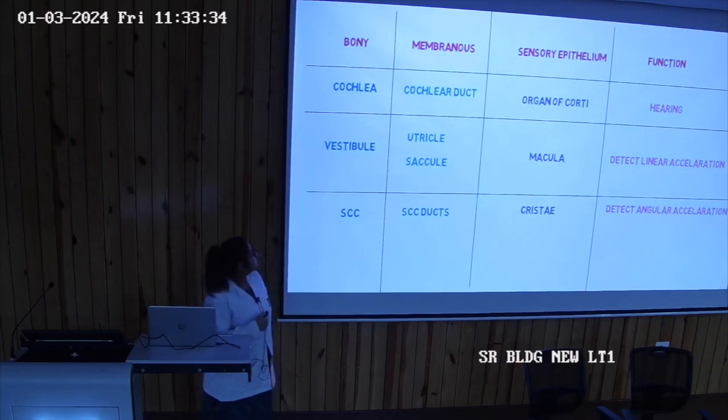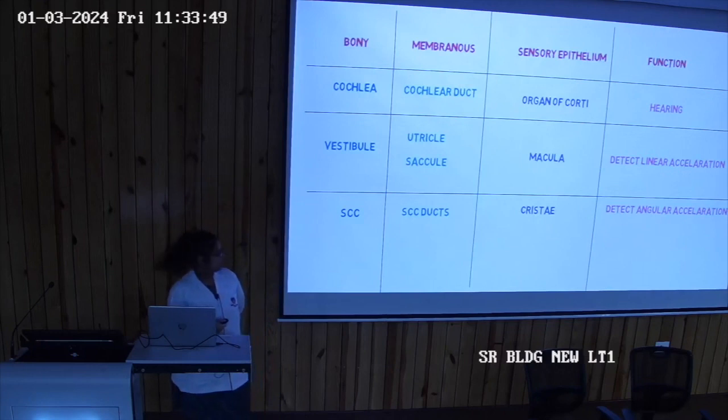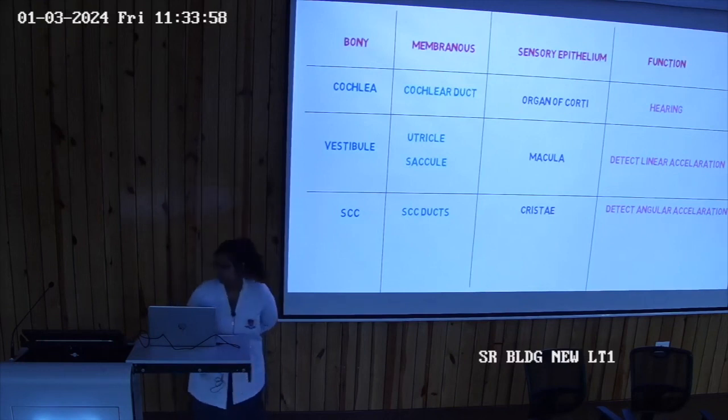Now comes the vestibule, which has utricle and saccule, which have sensory epithelium known as the macula, which helps in the static balance of the body and detects linear acceleration. Then come the semicircular canals, which have semicircular ducts with a sensory epithelium called the crista, which helps in the kinetic balance and detects angular acceleration of the body.